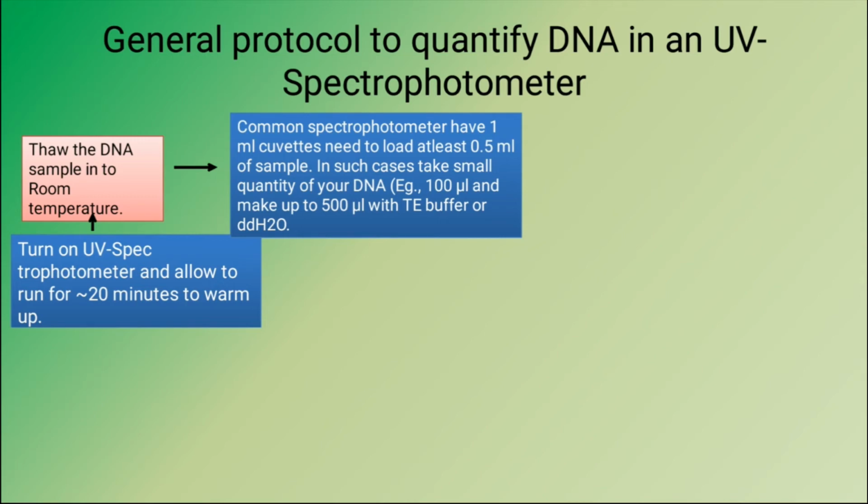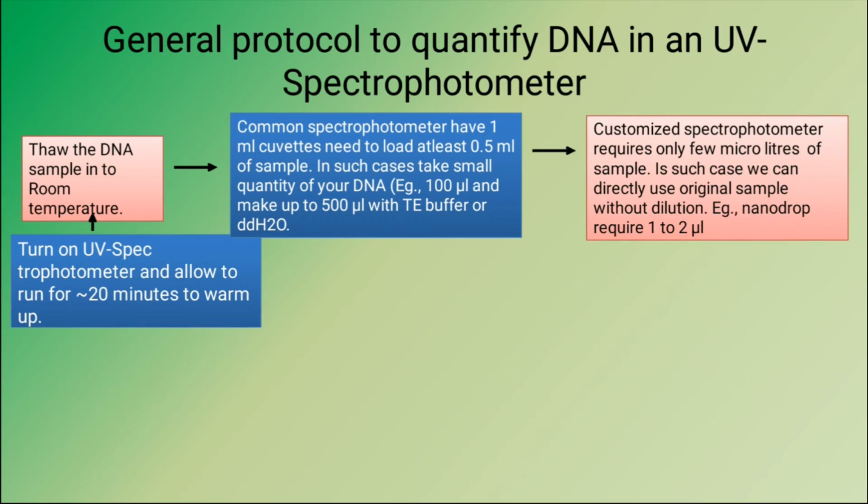In such cases, we take a small quantity of the stored DNA into a separate vial and dilute it 50 times or 100 times to obtain 500 microliters. For example, if we take 10 microliters of original DNA sample and dilute with distilled water up to 500 microliters, we get a 50x dilution factor, and we can use this to load in the cuvette for quantification.